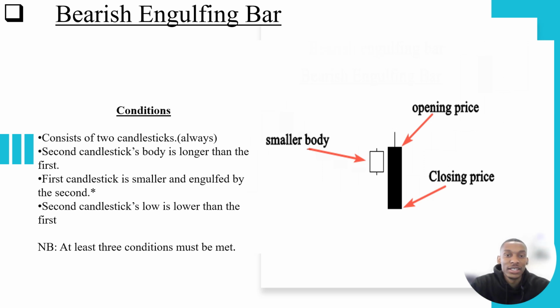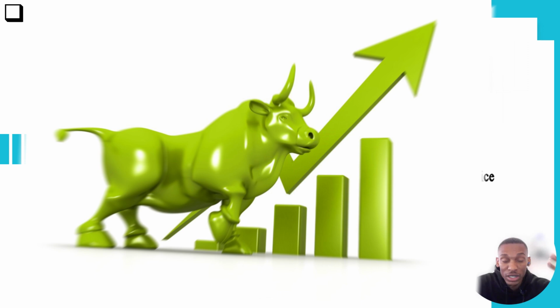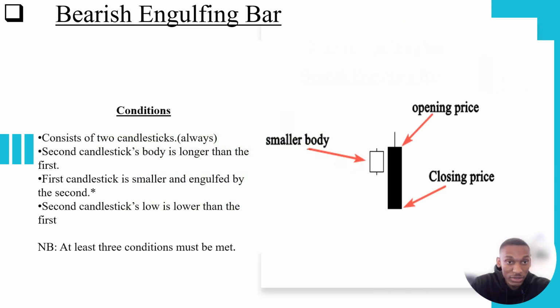Welcome again, guys. In this video, we'll be looking at the bearish engulfing bar candlestick pattern. Before we move forward, remember, bearish comes from the word bears, meaning downward movement. Bullish comes from the word bulls, meaning upward movement. So in this video, we'll be looking at the bearish engulfing bar candlestick pattern.